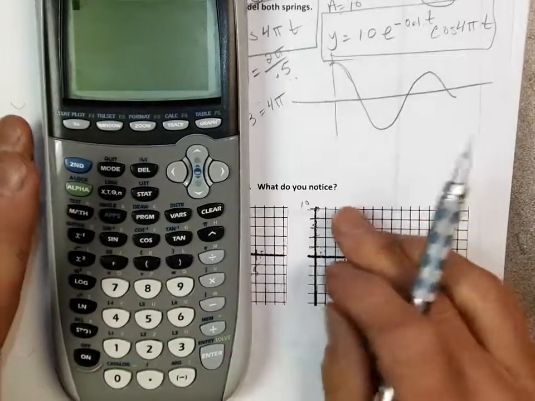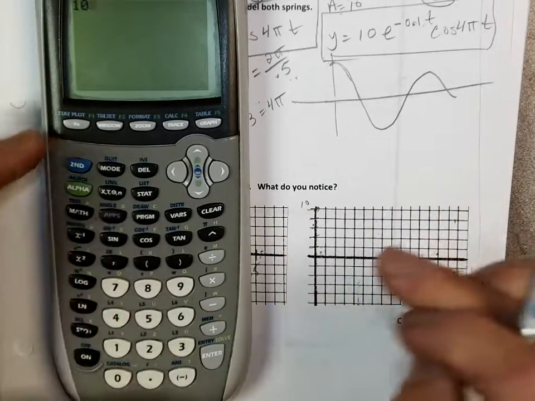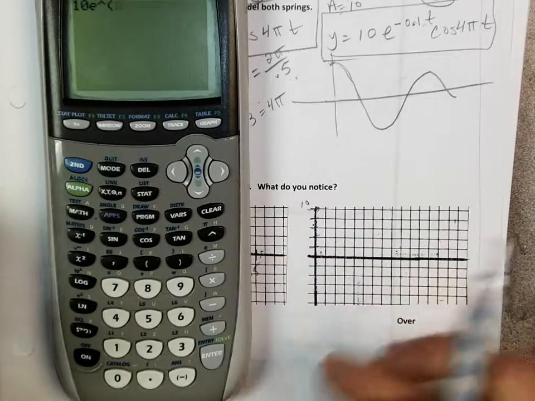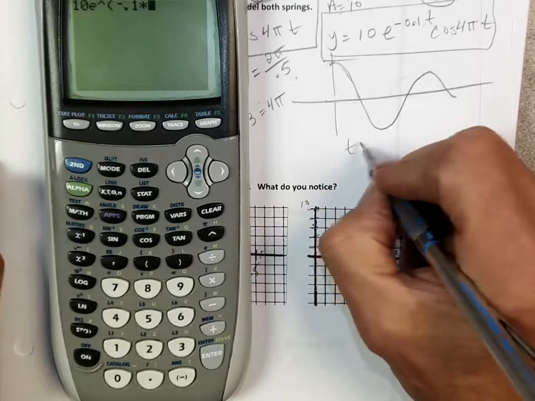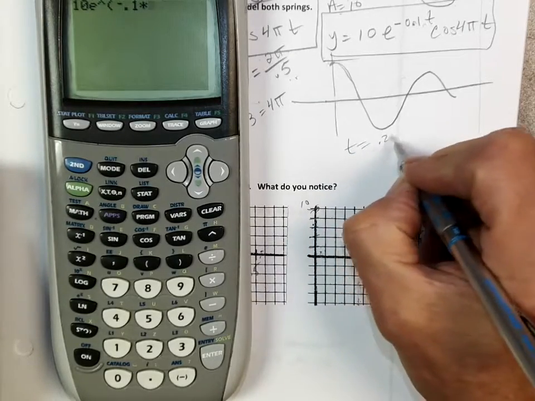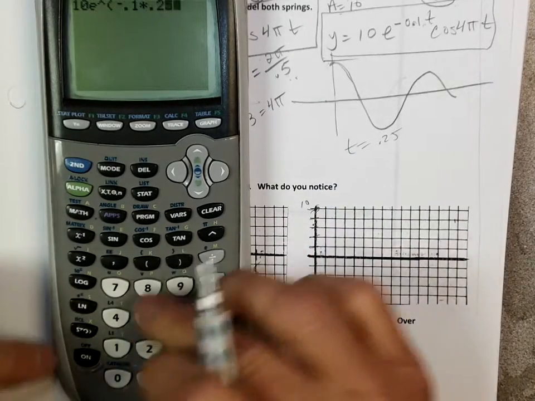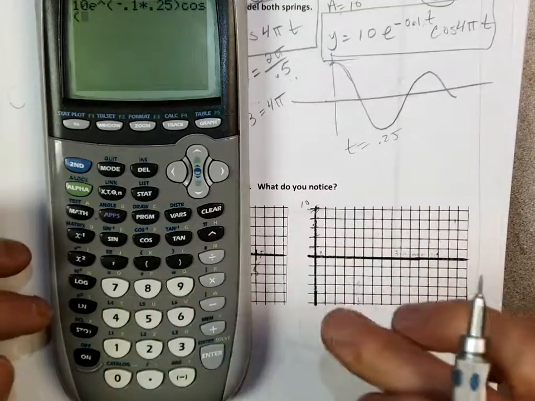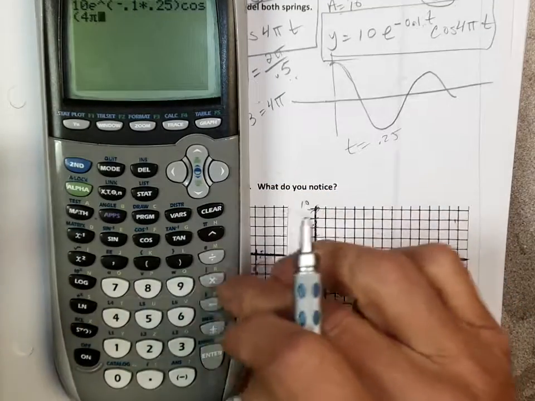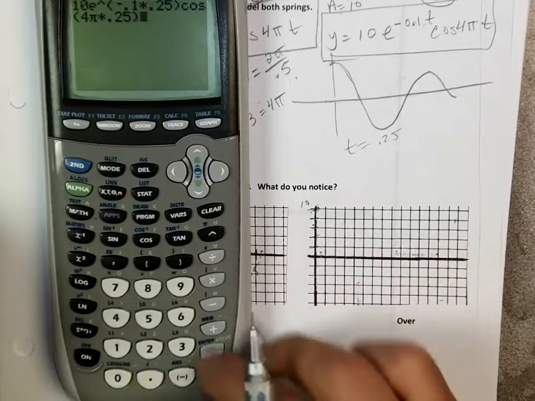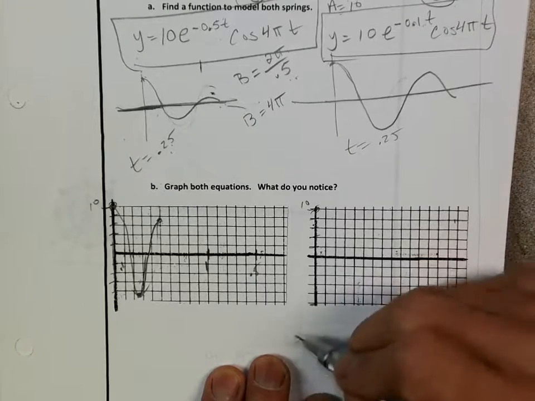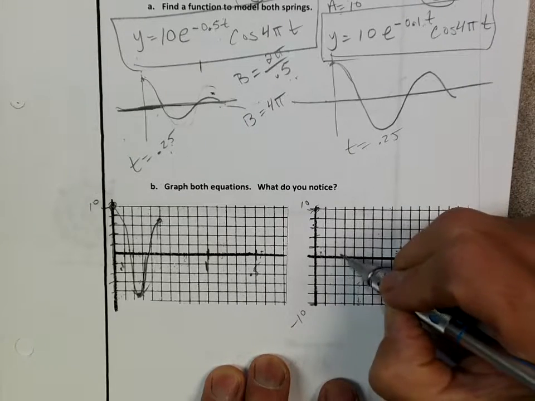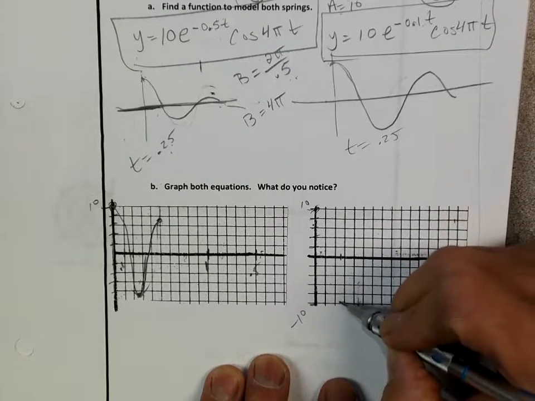So clear. We're going to go 10 e to the negative 0.1 times 0.25, cosine 4 pi times 0.25. Got an answer of a negative 9.7. So this one's looser, right? Here's negative 10. So at 0.25, it's almost 10, but a little bit looser.